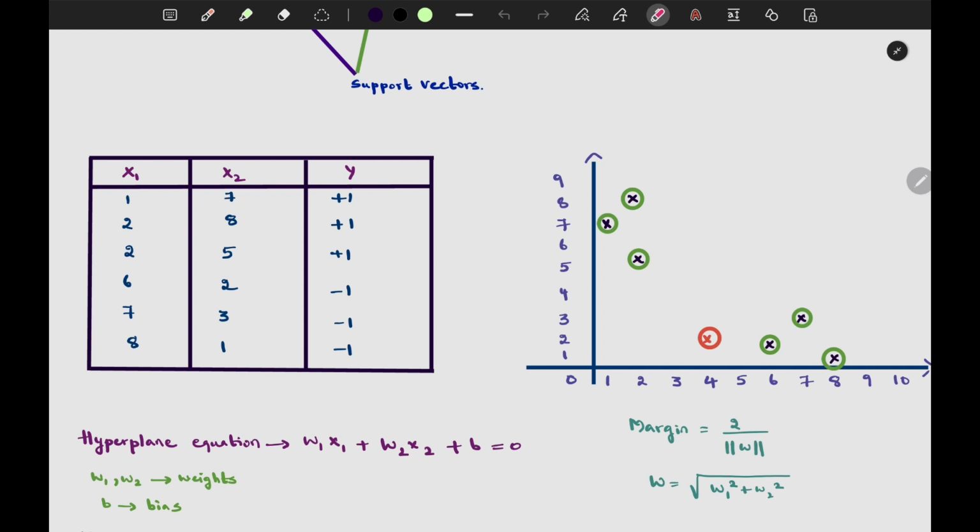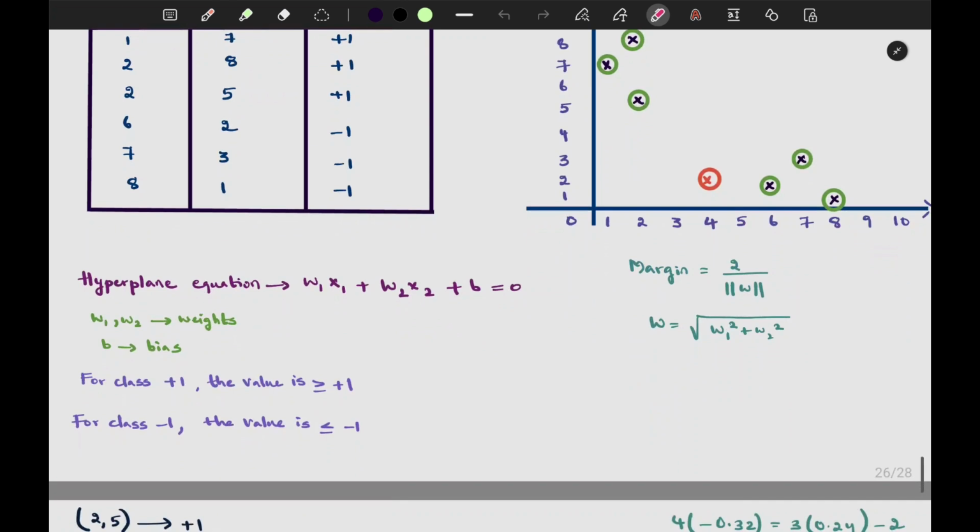So now how to find this w1 and w2 and how to make sure it is the highest value of the margin. Let's understand that one also. Before understanding the calculation part, we need to understand this. For class plus 1, the value will be greater than or equal to plus 1. And for class minus 1, the value will be less than or equal to minus 1.